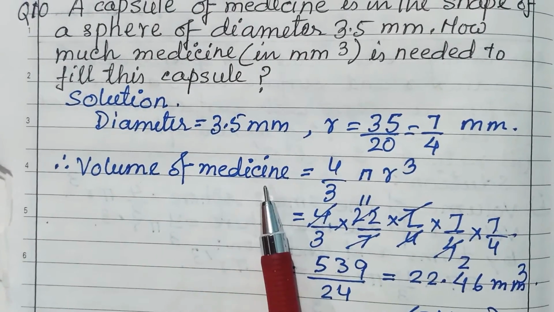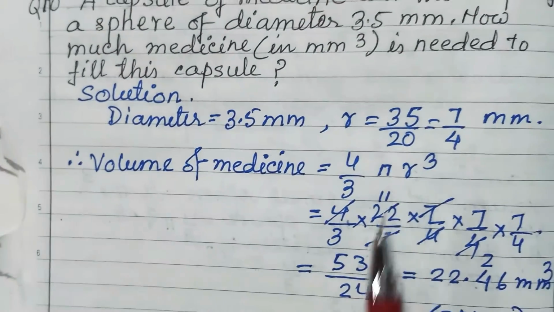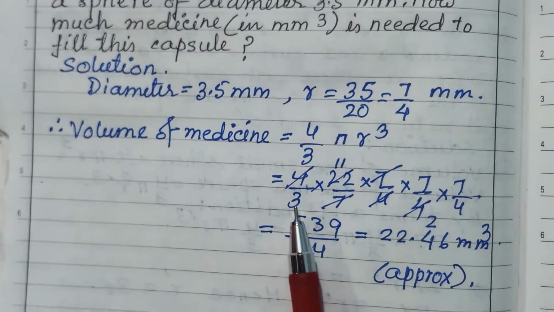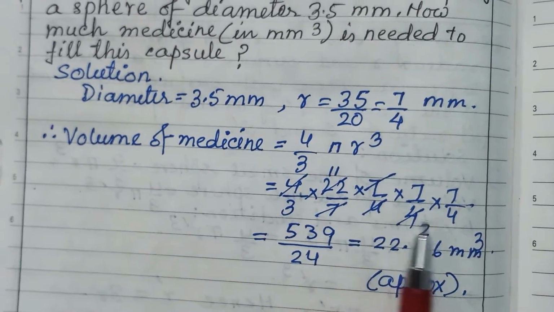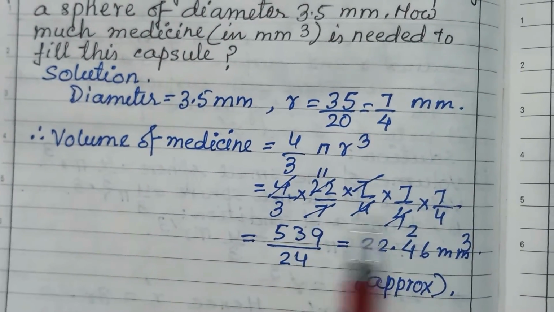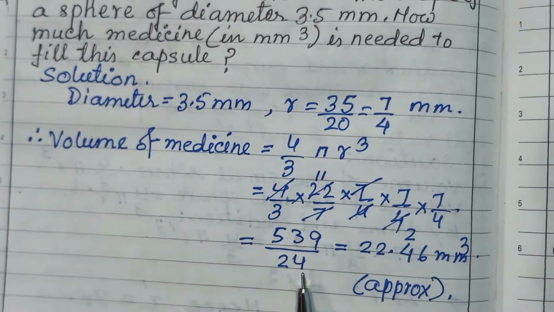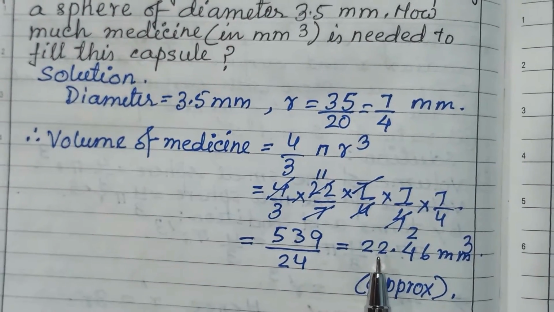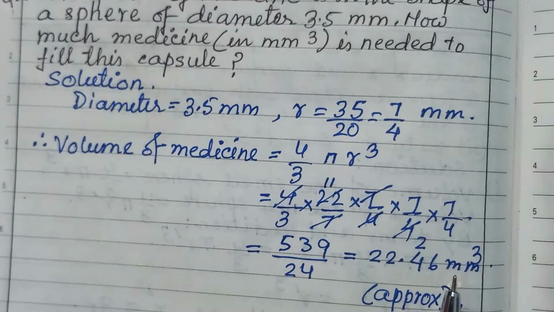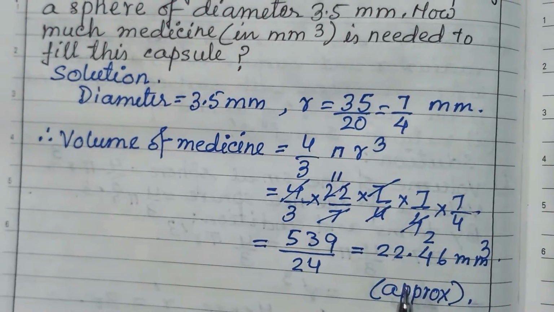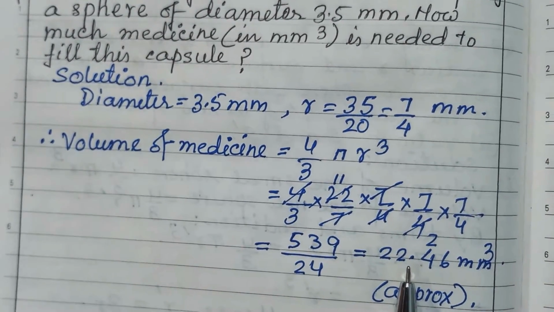So the volume of medicine is 4 upon 3 pi r cube. Now put in the value of r. Calculated, it is 539 upon 24, which is equal to 22.46 millimeter cube. So approximately this is the volume of the medicine.